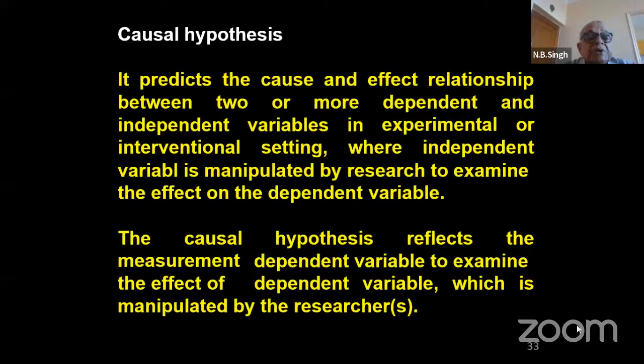Causal hypothesis. It predicts the cause and effect relationship. You see that in medical science, we always try to correlate what is the cause of the disease and what type of effect it has given to the patient. In a similar way, the causal hypothesis predicts the cause and effect relationship between two or more dependent and independent variables in an experimental or interventional setting, where the independent variable is manipulated by the researcher to examine the effect on the dependent variable.